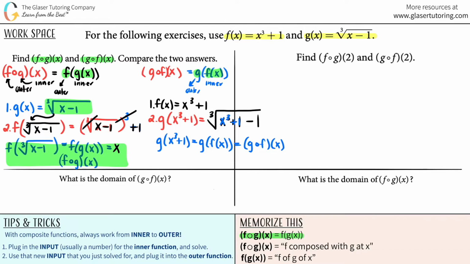And if I simplify this, let's see. We have a positive 1, minus 1, so that's 0. So this would be the cube root of x cubed. And they go, boop, bye-bye. They're the inverses of each other. So in this case, you would still get x. And that is the answer to the first part.